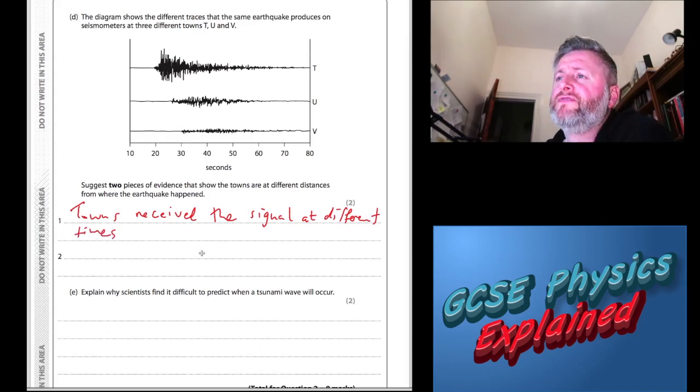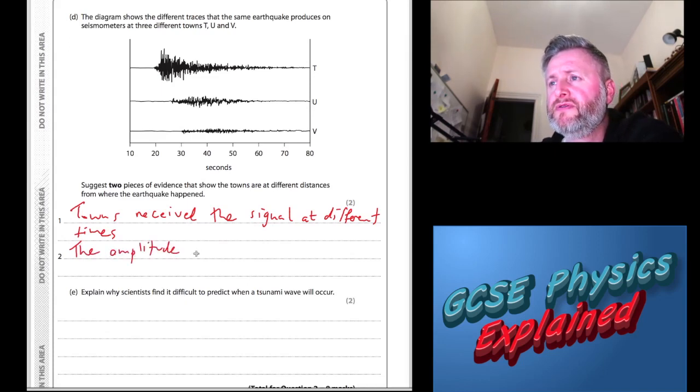And also, the further an earthquake travels, the less energy it has. So you can see here, this earthquake has got loads of energy by the time it hits town T. It's lost a little bit of energy as it hits U, and it's lost even more energy as it hits town V. So how far up and down the wave goes is called the amplitude. That's the energy.